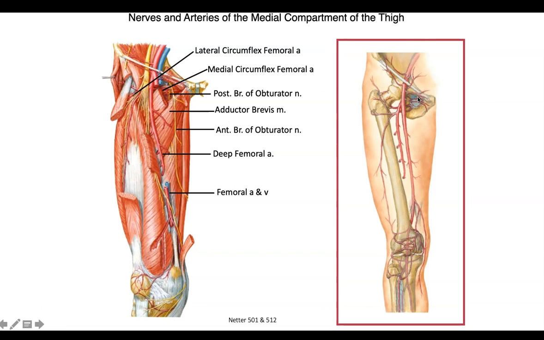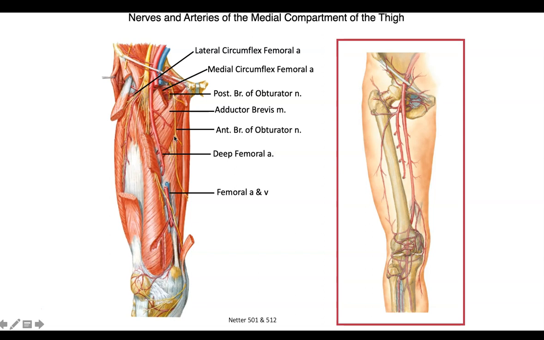Here you can see, this is the obturator membrane. Obturator foramen is closed by the obturator membrane, but it leaves a canal right there, and through the canal the obturator artery and vein, and also the obturator nerve, which arises from the lumbar plexus, enter into the medial compartment of the thigh. And in the medial compartment of the thigh, it gives rise to two branches.